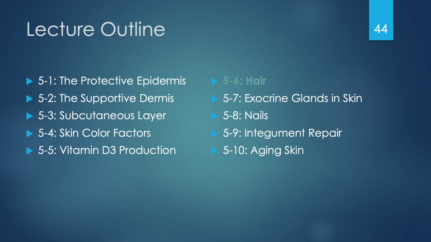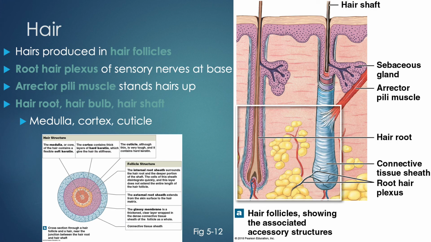Section 5-6, hair. First, we'll discuss some overall hair structure, and then we'll talk about its production and growth and types of hair. So overall, here's our 30,000-foot view.